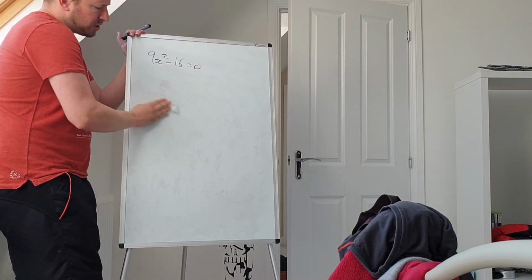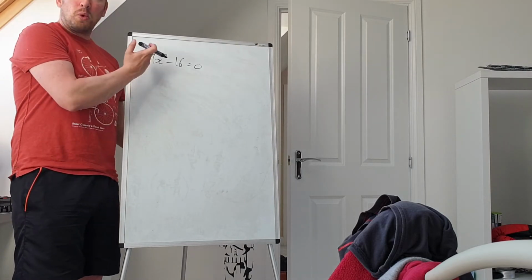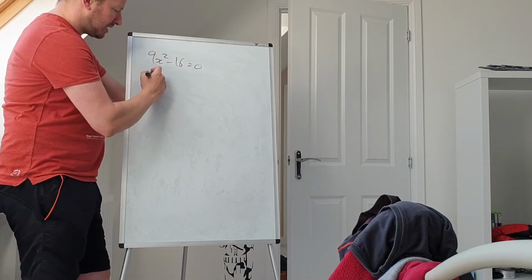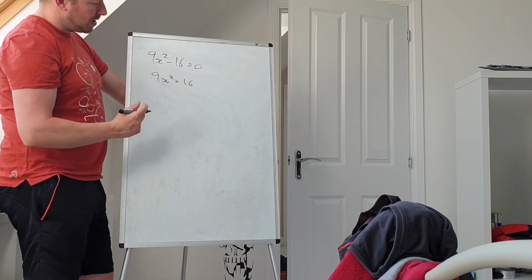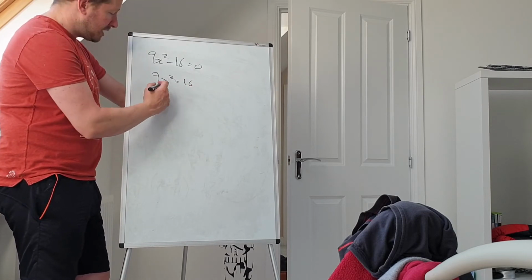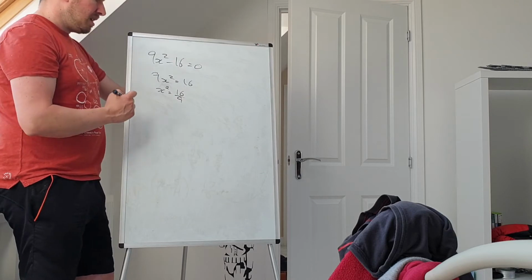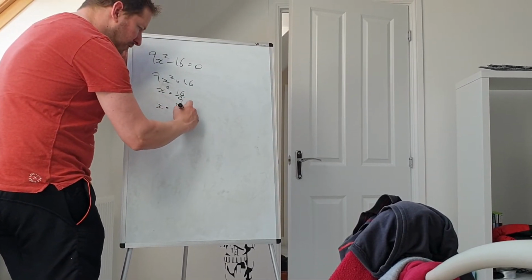Now, with the whole difference of two squares thing, the other method that we can use is because we've only got one variable here, this x squared, I'm going to move this 16 onto the other side. So I've got 9x squared equals 16. Then what I'm going to do is divide by the 9. So I've got x squared equals 16 over 9. And then I'm going to square root it. So x equals the square root of 16 over 9.